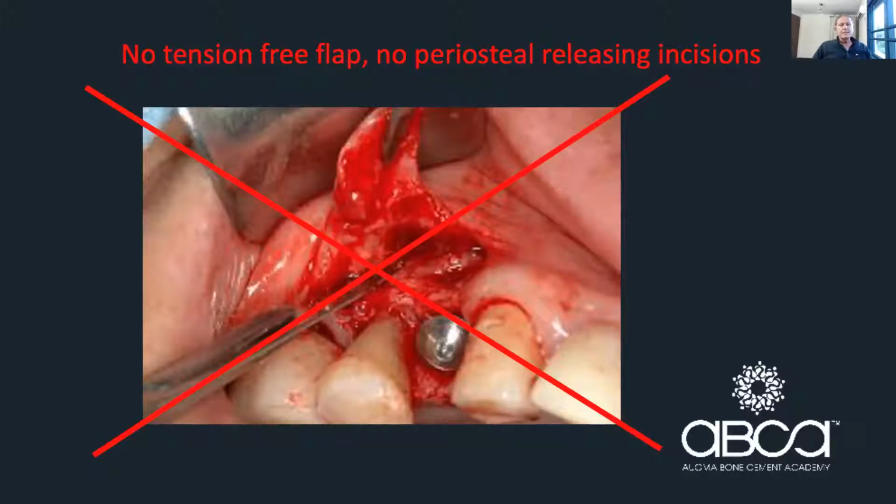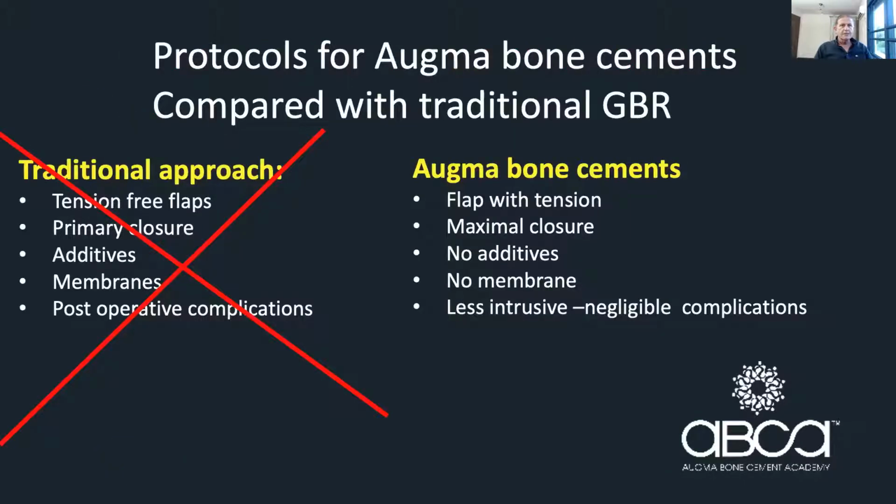With bone cement, soft tissue knows how to migrate above the material. Therefore, we don't do a tension-free flap. The flap should be with tension, not tension-free. We stretch it into place. We reflect a minimal flap as needed, not more than this. And of course, the flap is not connected to the muscle, which gives us better predictability. And we are not encountering the postoperative complications that are normal with traditional grafting.